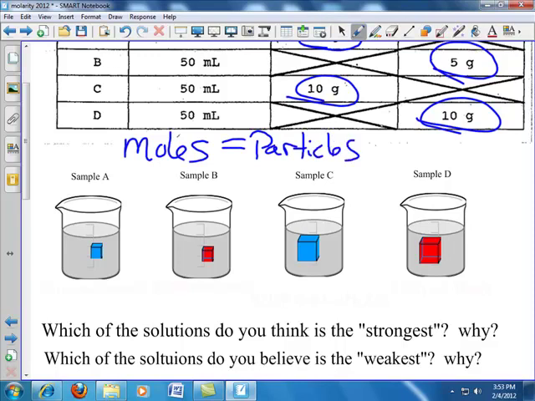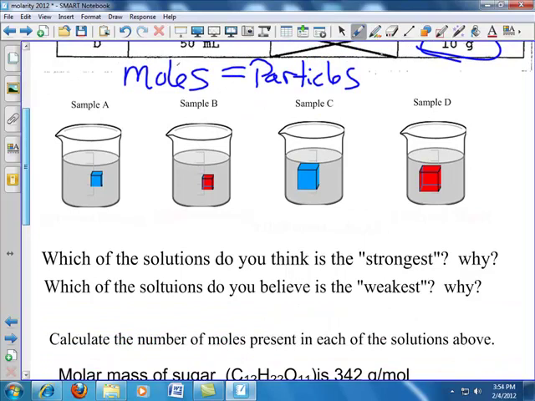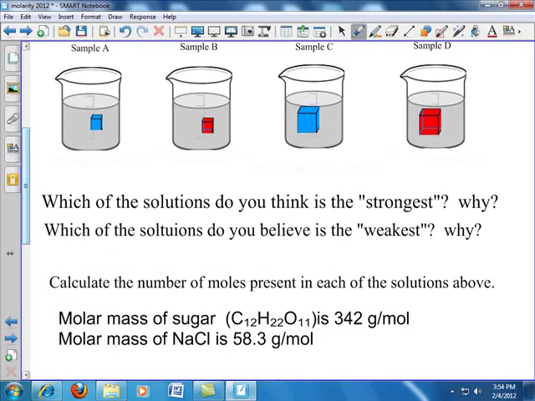So what I want you to do is I want you to calculate the number of moles that are present in each of the above solutions. Okay? So right now you're going to stop and you're going to calculate the number of moles that are present in each of the above solutions.